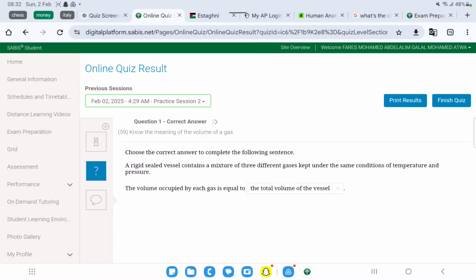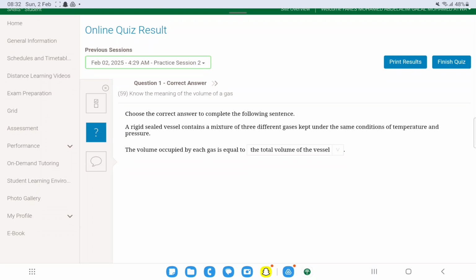Hi, this will be chapter 5, starting with chapter 5.1. A rigid sealed vessel contains a mixture of three different gases kept under the same conditions of temperature and pressure. The volume occupied by each gas is equal to the total volume of the vessel.